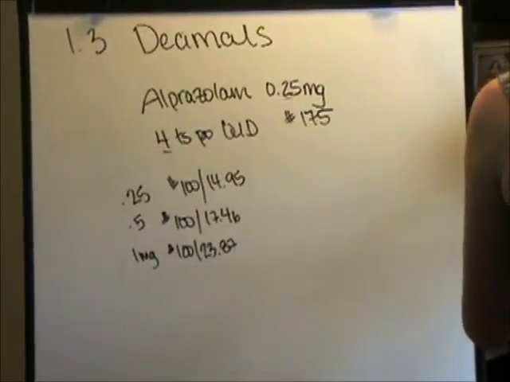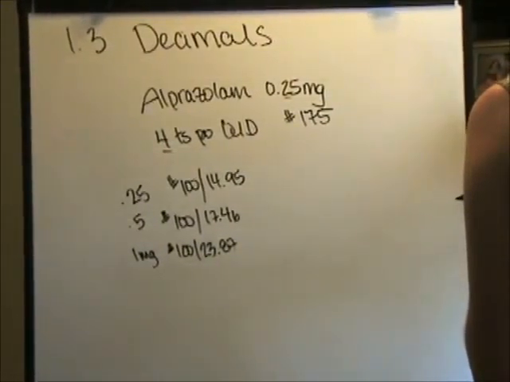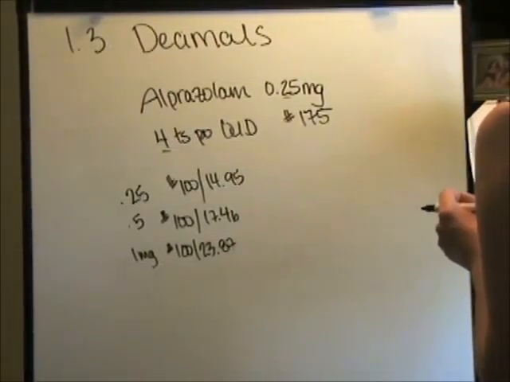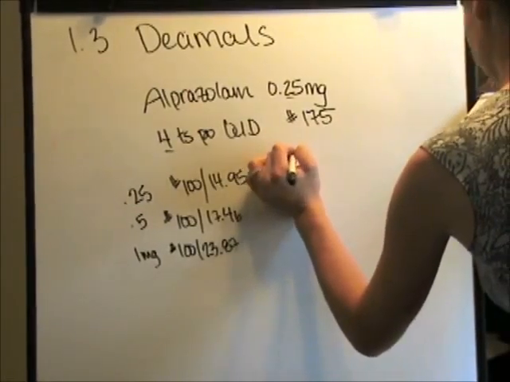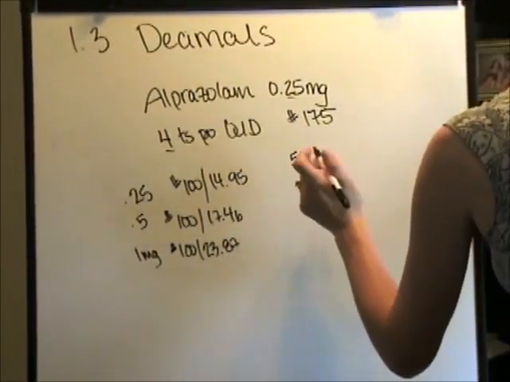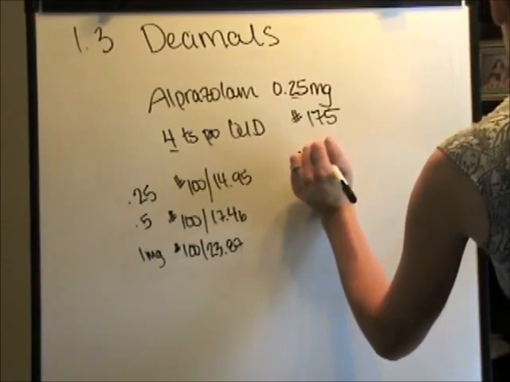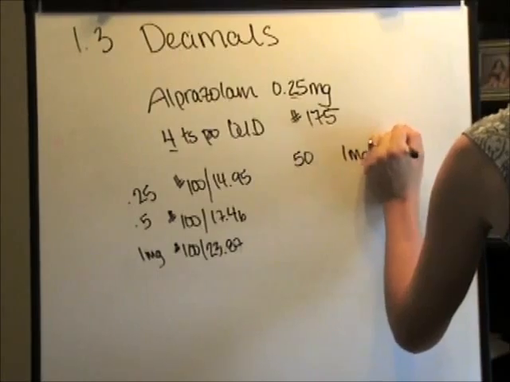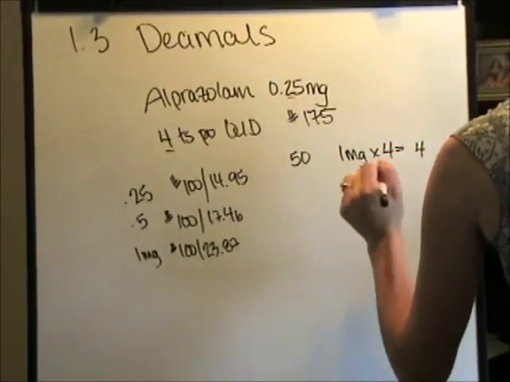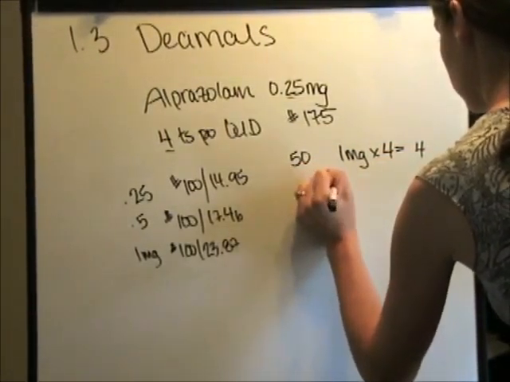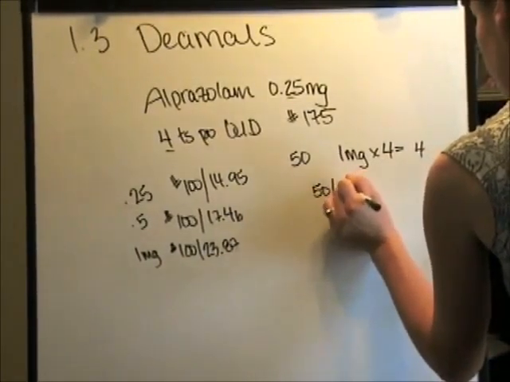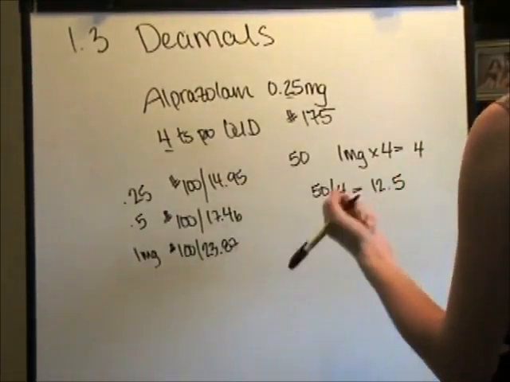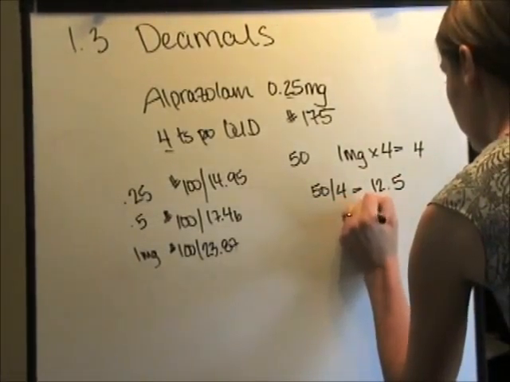All right, part D, how many days would 50 alprazolam 1 milligram tablets taken 4 times a day last? Well, you've got 50, you're taking 1 milligram tablet 4 times a day, and so we take 50 divided by 4, that is going to last 12.5 days, and really it's going to be just 12 days.